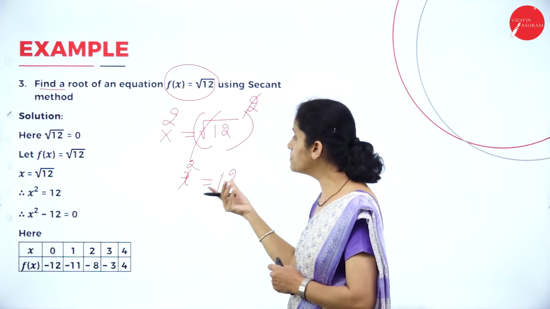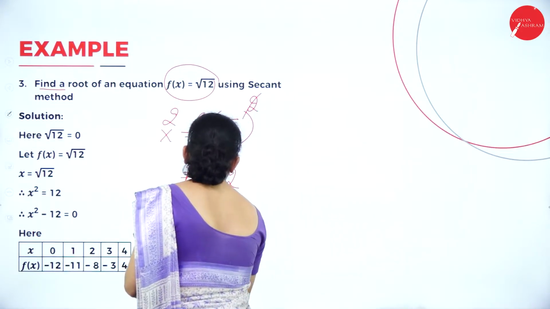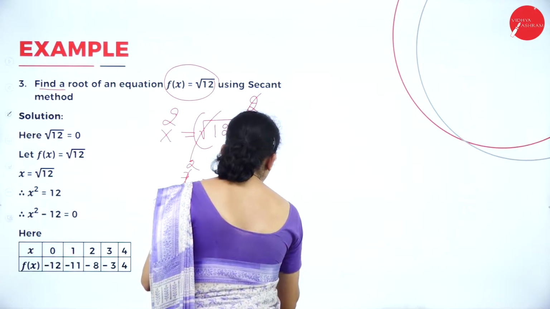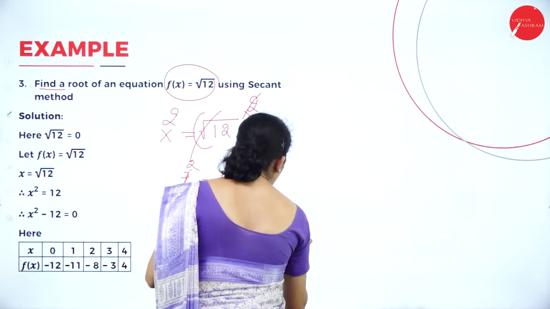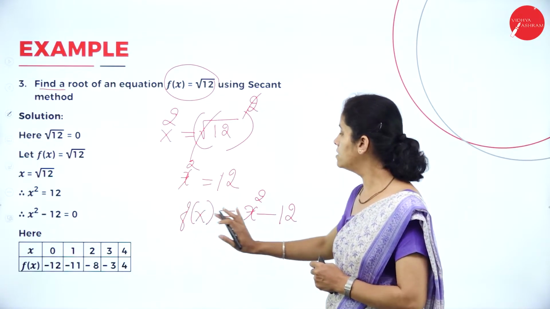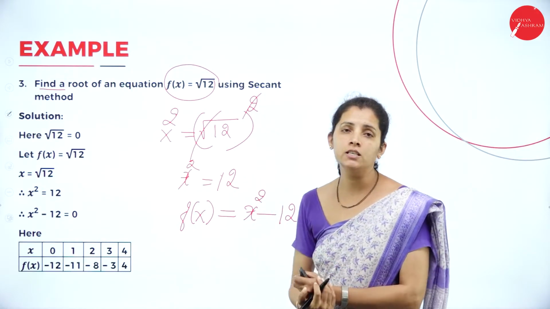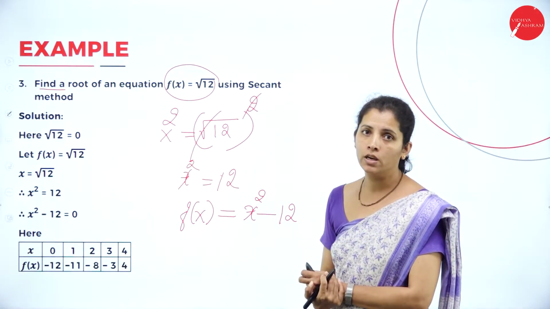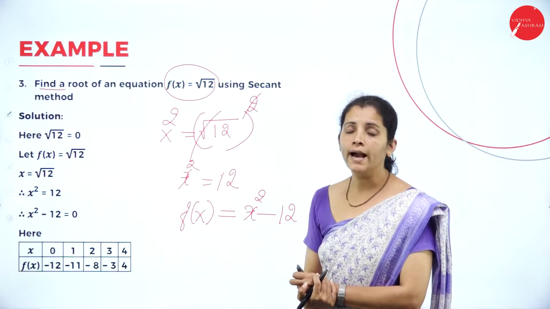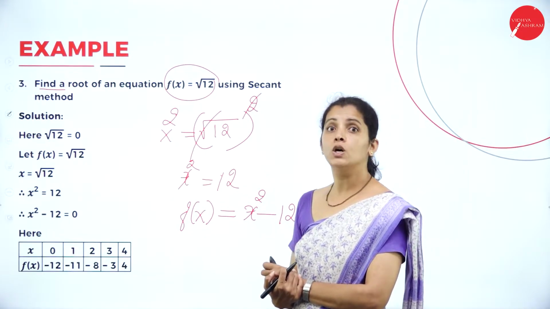Now, I just want to simplify this equation. When I simplify this equation, f of x equal to x to the power 2 minus 12. Now, in the question, they did not give any root. If they did not mention any root, what I want to do? I just want to use trial and error method to find out the roots.